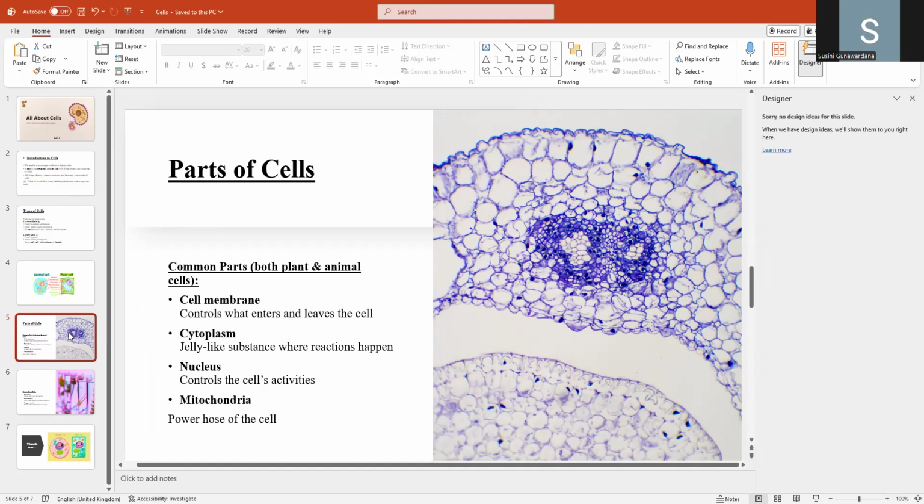Nucleus is the control center of the cell, and it controls the cell's activity. Please don't mix it up. Nucleus is the control center, and it controls the cell's activity. Cell membrane controls what enters and leaves the cell. Mitochondria is the powerhouse of the cell. It means it does respiration and produces the energy necessary for the cell.